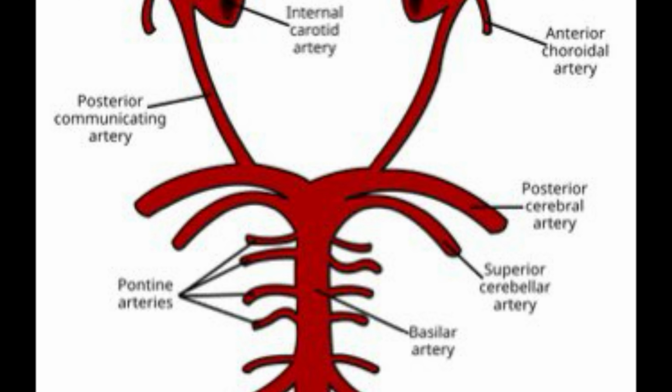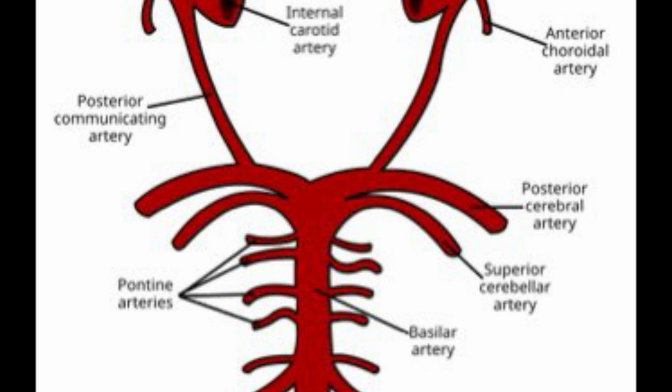Now let's look at what are the components of the circle of Willis. Circle of Willis is basically a collateral circulation, as I said, between the internal carotid artery system and the vertebro-basilar artery system. So what it does is it joins the two. And what is that link? The link is the posterior communicating artery, which joins the internal carotid artery to the posterior cerebral artery. Posterior cerebral artery, as I said, is a branch of the basilar artery.